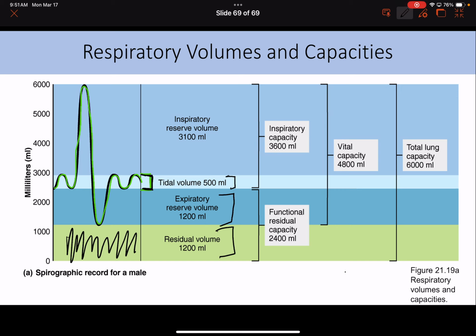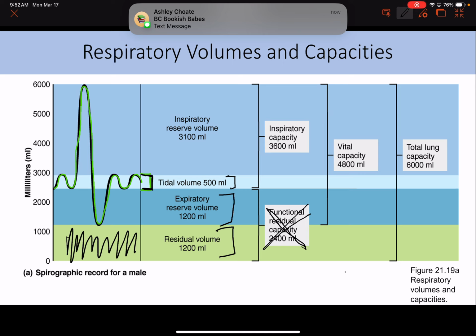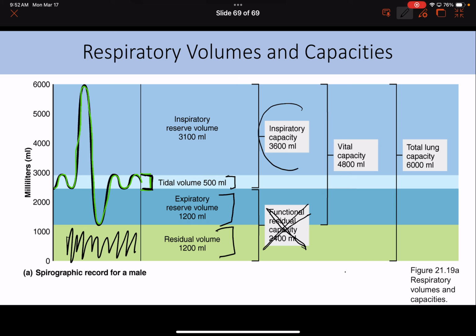And so there are a few different capacities that you can calculate by adding a few of these volumes together. We're not going to talk about functional residual capacity, so if you're using the slides, you can cross that out. In your tables, it's not even included. So you have what's called an inspiratory capacity. That's the total amount of air that you can bring in. So that's your normal resting breathing plus your reserve volume. Both of those two together are your inspiratory capacity. That is the maximum amount of air that you can bring into your lungs, which is 3,600 milliliters.